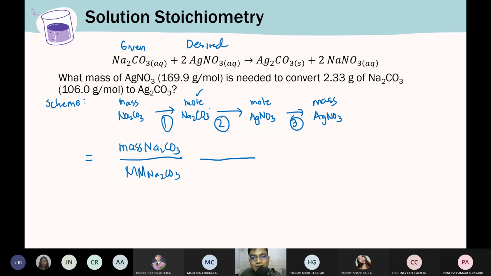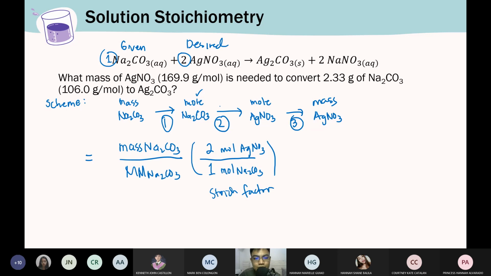Okay? So, for the next fraction, mole of this to mole of that. So, mole ng sodium carbonate nasa baba so that you can cancel out. Mole of silver nitrate nasa taas so you can retain it. And use the coefficients. Pag walang sinulat, 1. Kapag meron, edi just copy. So this is your stoichiometric factor. Okay, so by doing this second fraction, you can answer the mole of silver nitrate.